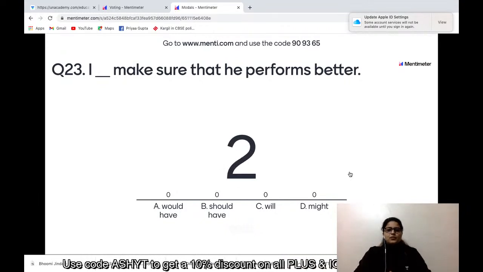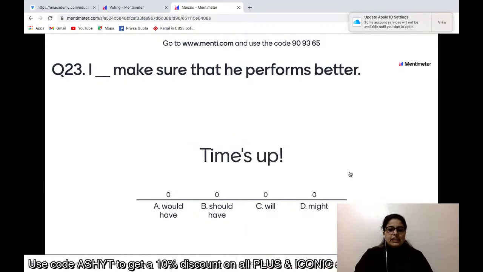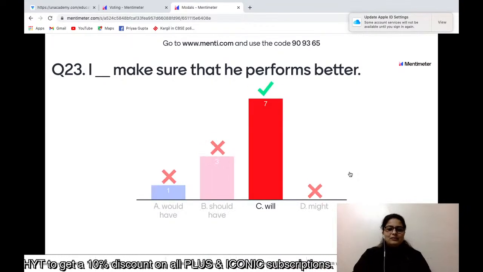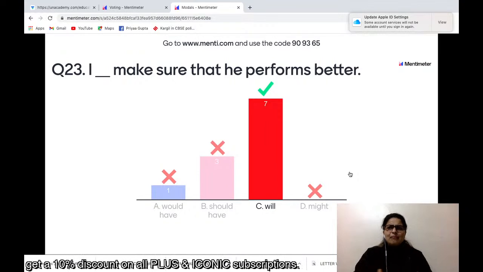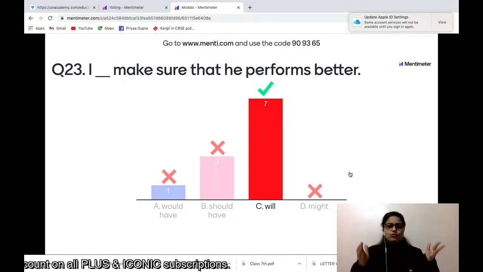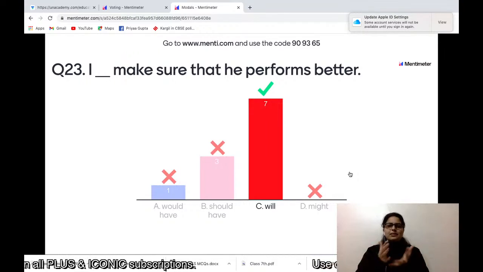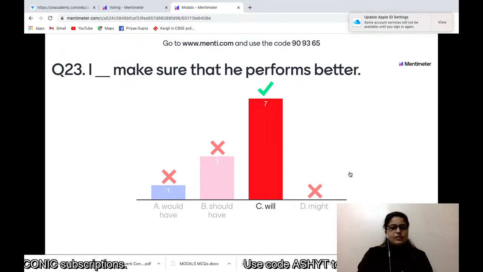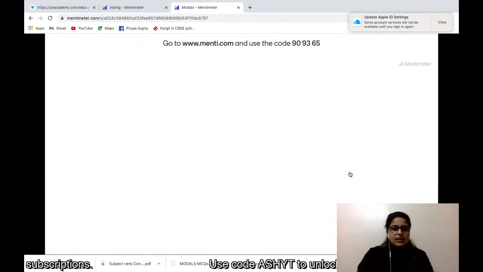Four options on the screen. Time up. My God, so many people got confused, huh? It is something which is for conformity. Like I'll make sure. Sure is giving confirmation. It is about something which is confirmed and something which is definite. So will indeed is the right answer.